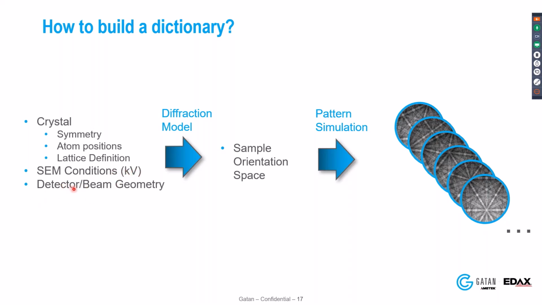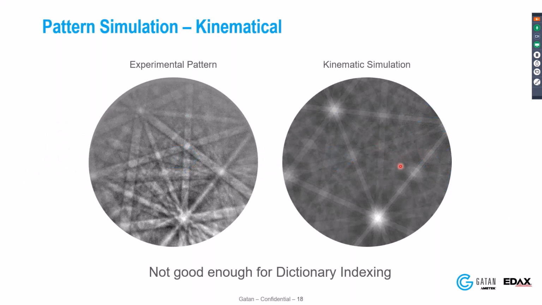And what's our geometry of the system? You know, where's our detector? How close is it? We need that so we can match the pattern simulation to our experimental space. We take that information, put it into the diffraction model, and then we're able to convert it to our sample orientation space. We can get a representative pattern that will match our detector, and then we can simulate patterns for different crystal orientations. So this is just an example of why this route was gone.